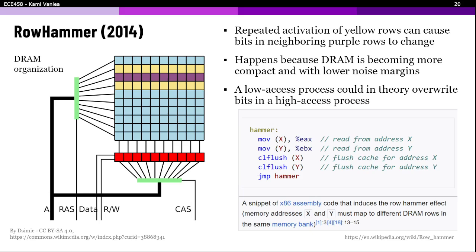This is the main concept behind row hammer. It's not very complicated, but it is very problematic. Because now, what happened to our access control? You had access to yellow. You don't have access to purple. We didn't give you access to purple. Now you are able to write into memory of another process. And that is a problem.